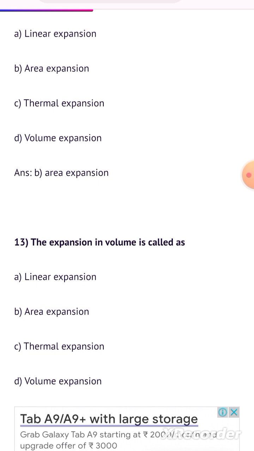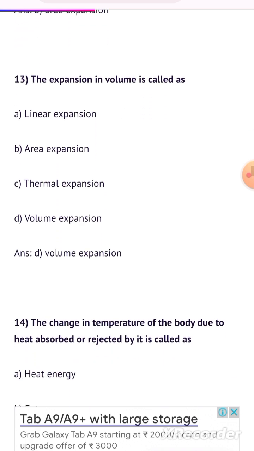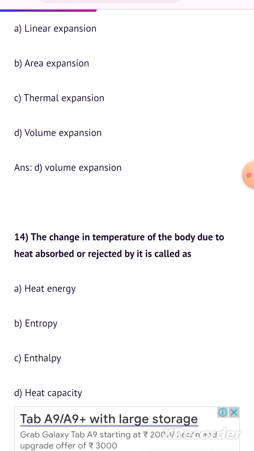It's totally obvious and clear from the options. You can directly guess the answer without knowing anything. So it is volume expansion. Okay, question number 14. The change in temperature of the body due to heat absorbed or rejected by it is called as heat energy, entropy, enthalpy, heat capacity. So it is heat capacity. Heat capacity is the amount of heat required to raise the temperature of a body.